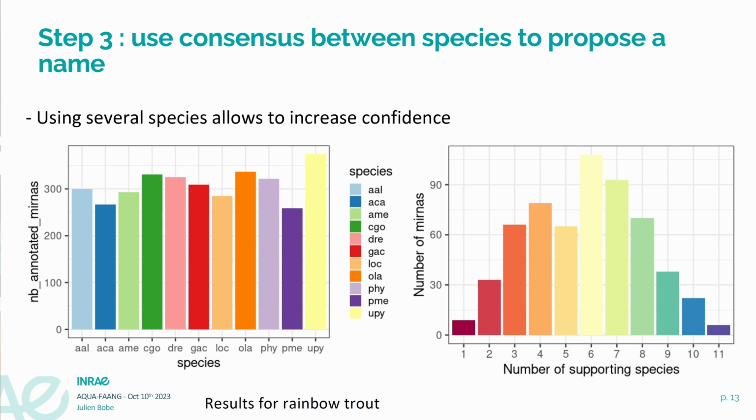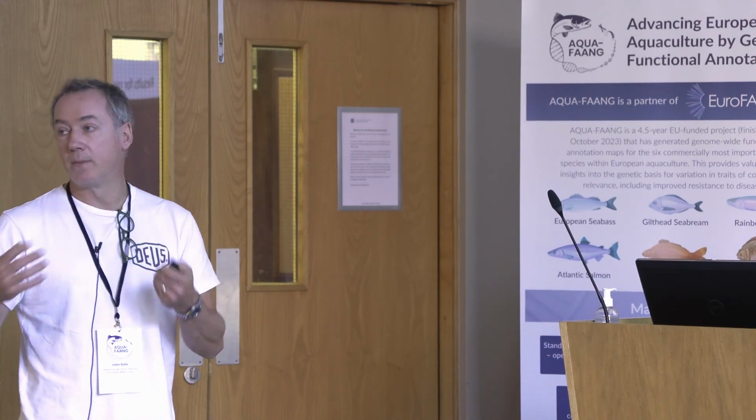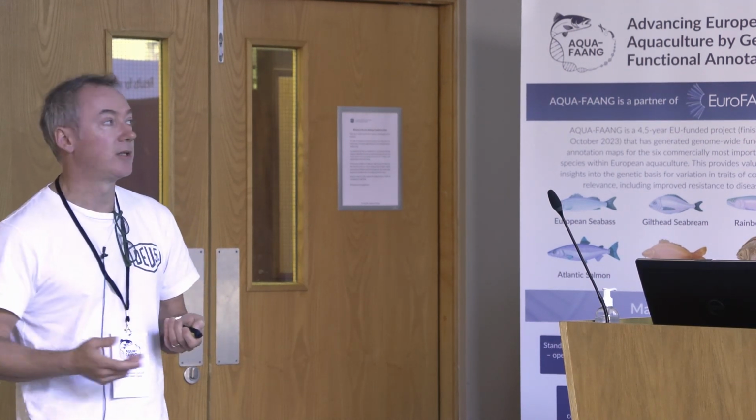You see that most microRNA annotations are supported by at least two species, and some by even more species. The idea behind that is that the more species you have, the easier it gets. So we've done the difficult part now, but with more and more species, it's going to be very simple to annotate microRNA genes in the future.